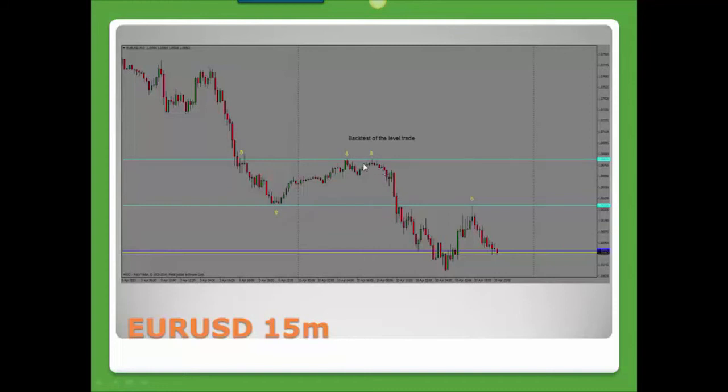So you're looking for an entry point somewhere in here. You could have taken it on any of these candles, which would have provided you a nice entry. If you didn't want to take it up at the top, you could have just waited for the price to bleed down a bit, and then you could have taken the trade. And as you can see, the trade paid quite nicely. And again, this is another one on a 15-minute chart. This is a nice backtest of the level trade as well.